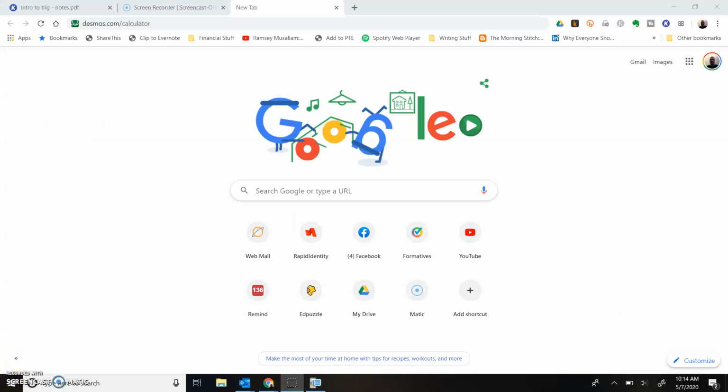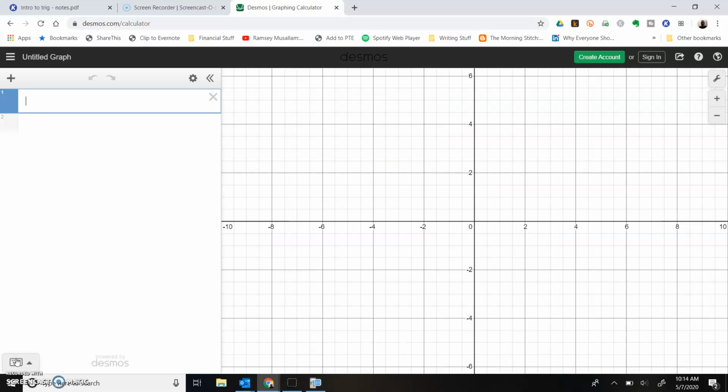Let's talk about now how to use Desmos. Let's say for a moment you don't have a TI-84 or 83 graphing calculator. You don't want to download that software to your computer. That's okay. You can go to the website desmos.com/calculator, and we can use that to find out our trig ratios.